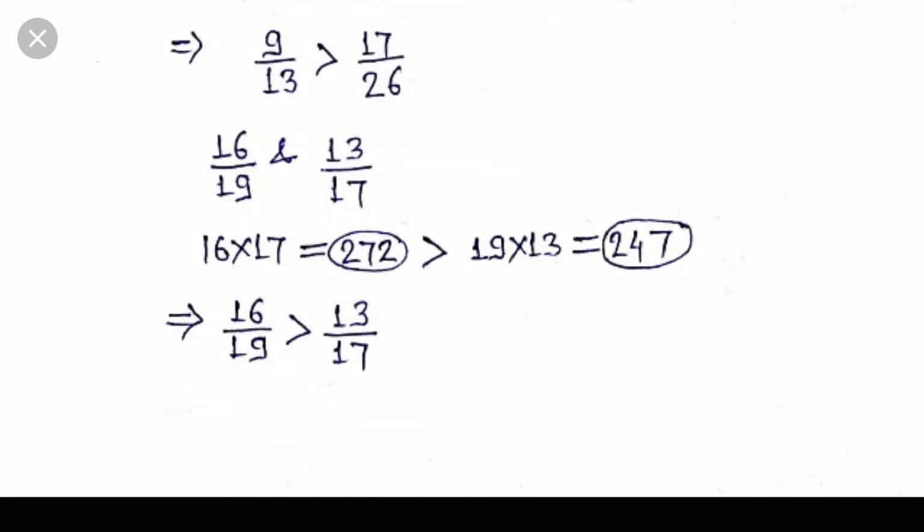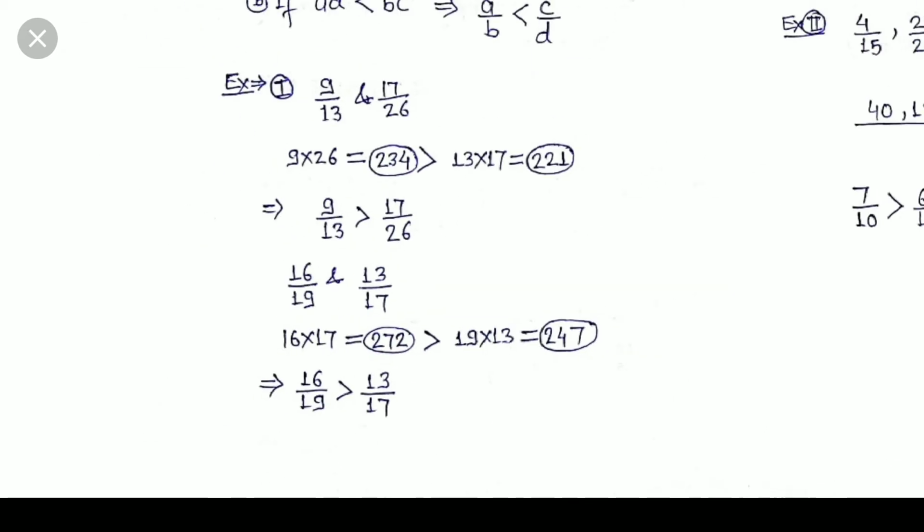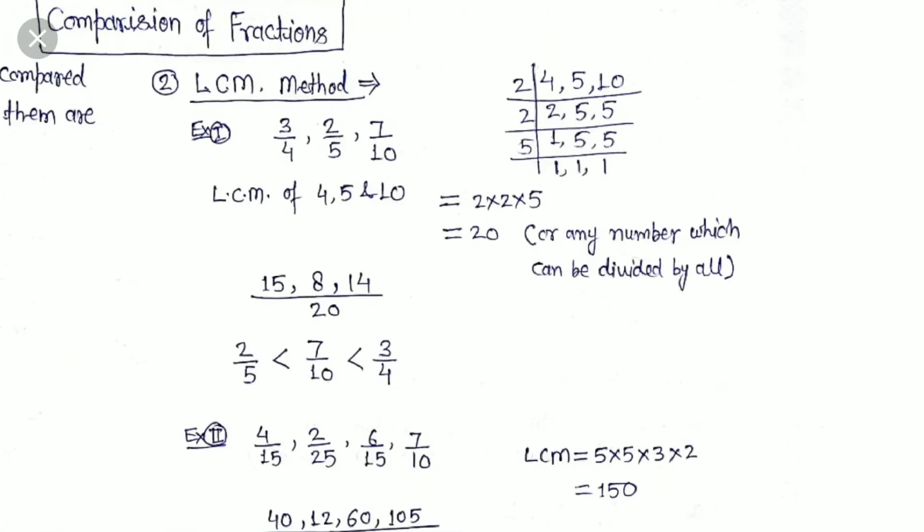The second example: compare 16 by 19 and 13 by 17. Just cross multiply. 16 into 17, the value is 272. 19 into 13, the value is 247. Since 272 is greater than 247, 16 by 19 is greater than 13 by 17. This is how the cross multiplication method is applied.